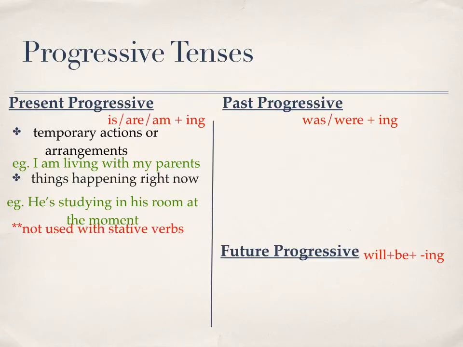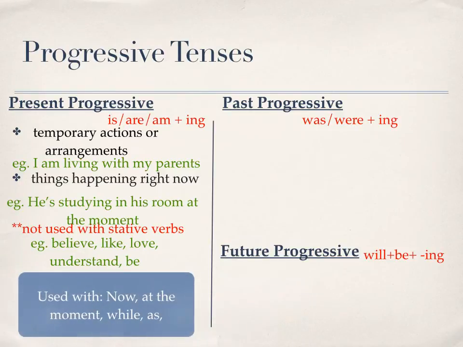And remember that the progressive tenses are not used with stative verbs. Stative verbs are, for example, believe, like, love, understand, or be. These are very rarely found in progressive tenses. Okay, so just be careful of them. Key time markers: now, at the moment, while or as. And these are for the present progressives, and some of them are for the past progressive as well.